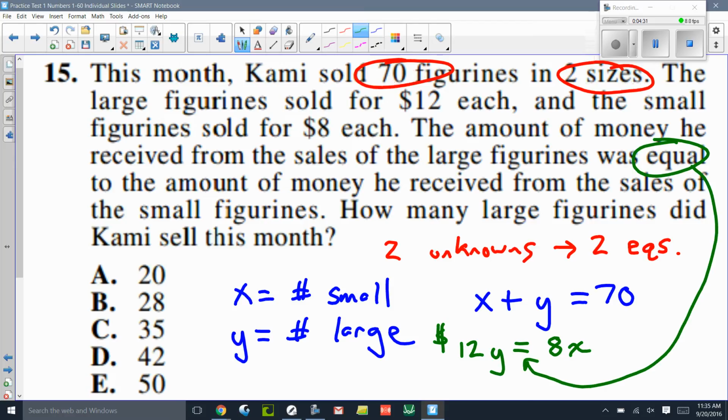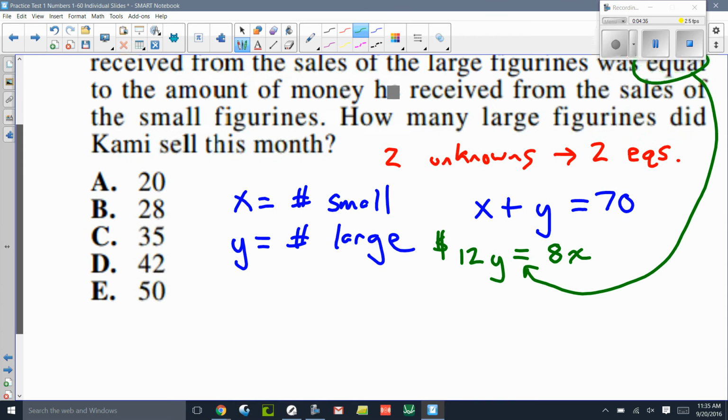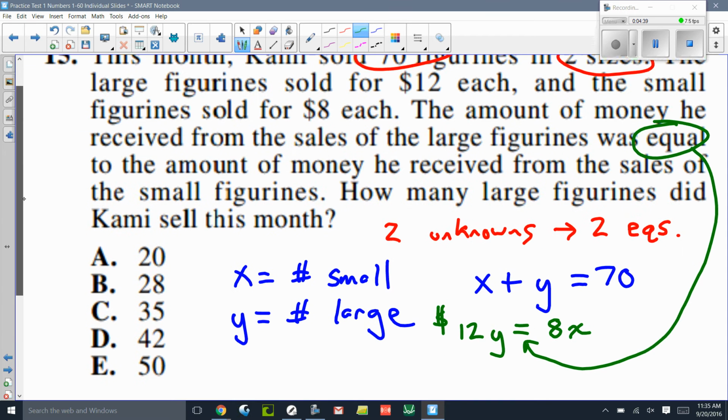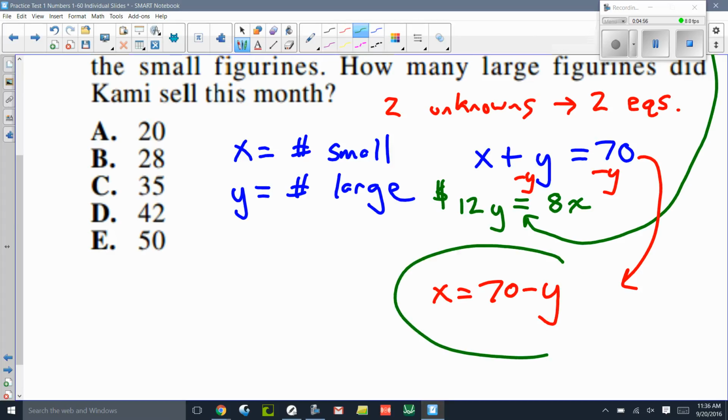So now we have 2 equations, 2 unknowns. We have different processes for solving these equations. I guess my advice would be to use substitution when possible. I need to solve one of these equations for x or y. So I'm going to take this equation and get x by itself. I could subtract y from both sides here and end up with x equals 70 minus y. We can then use substitution by taking this and plugging it back in for x right there.